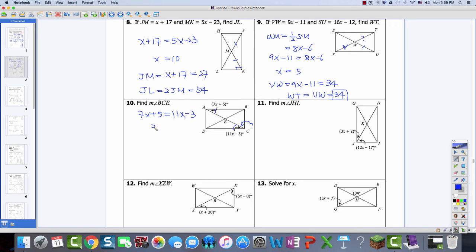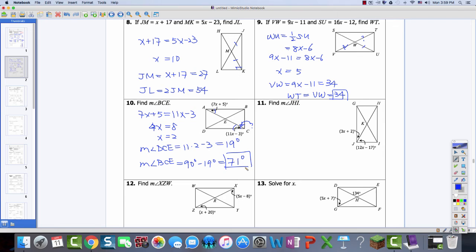7 minus 3, that should give me 4x equals 8. X equals 2. Okay, and the angle measure for DCE, you can now calculate that as 11 times 2 minus 3, which is 19 degrees. And as we talked about earlier, now I just use my right angle in this corner right here, which is 90 degrees minus 19. I should have 71 degrees.